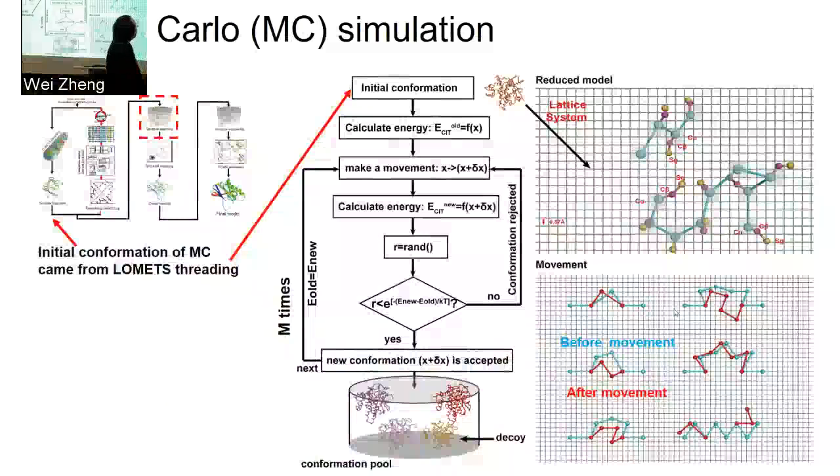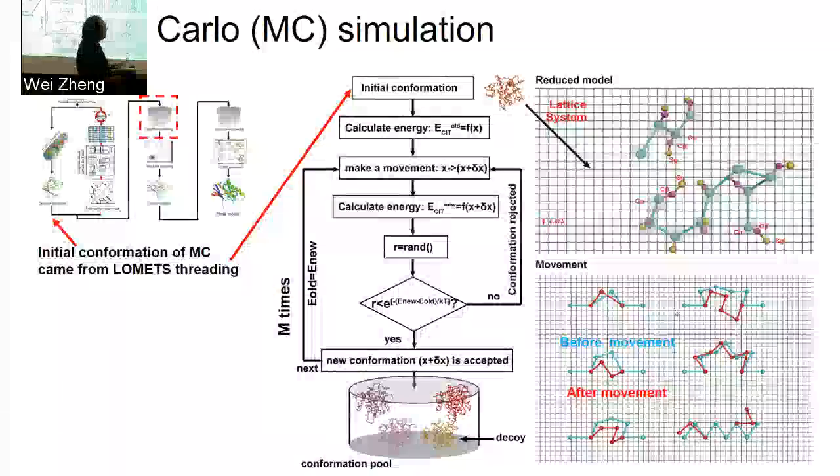After we get the template information and predicted contact map, we use Monte Carlo simulation to sample the structure conformations, or decoys, for this query protein. This pipeline is a very typical Monte Carlo simulation pipeline. Here we use the initial conformation from the LOMETS threading. We copy the aligned template as the initial conformation of this pipeline, and use the movements implemented in the CI-TASSER pipeline, shown here, to change this conformation to a new conformation.